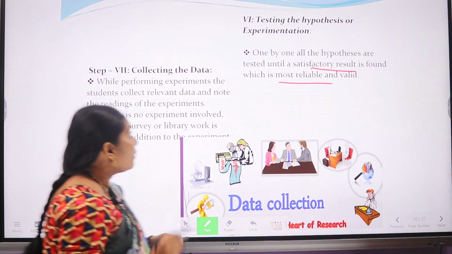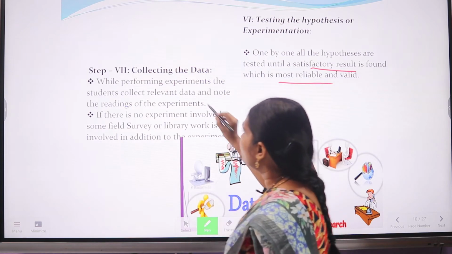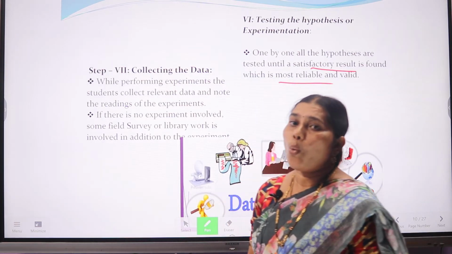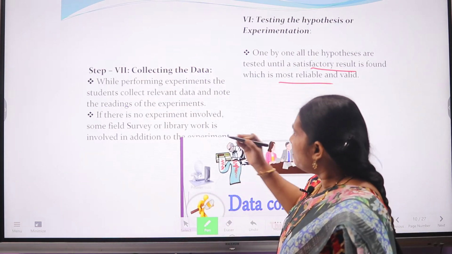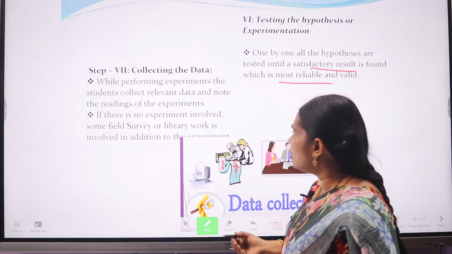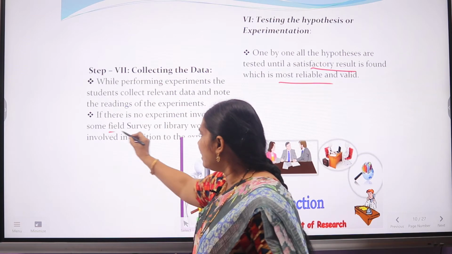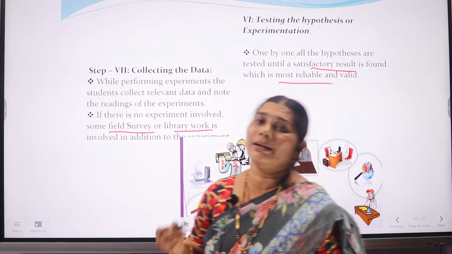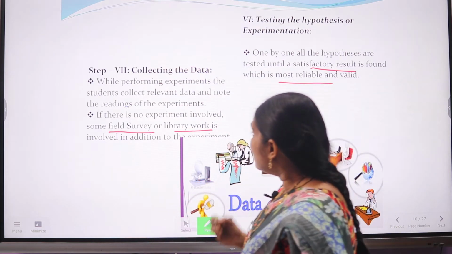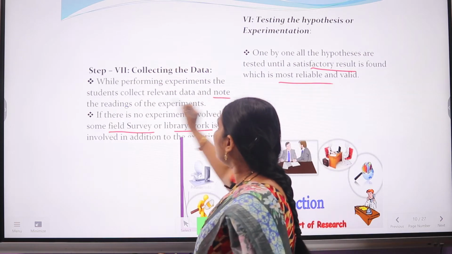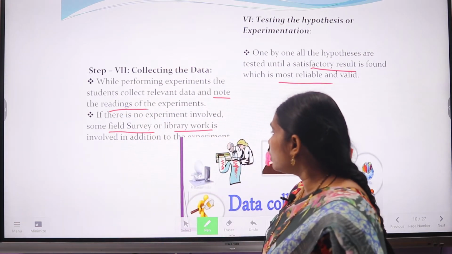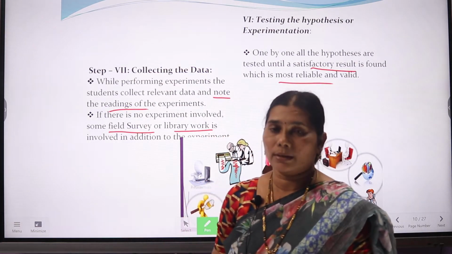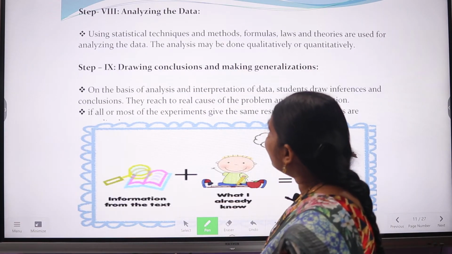Then afterwards, after testing the hypothesis, we are going to move to the next stage, that is the seventh stage, collecting the data. While collecting the data, we try to take the help of some field surveys and library work to get the relevant data. And this relevant data could be noted for experimentation, so that it gives us reliable information related to the experiment.